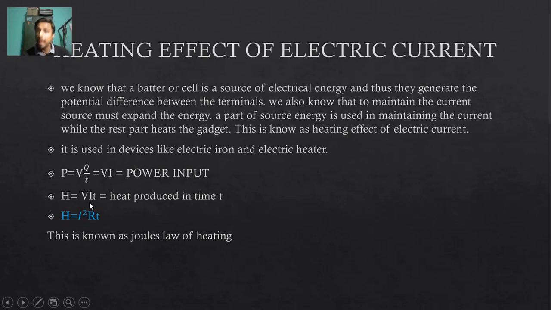We know that V is equal to IR by Ohm's law. In the previous slide we discussed that. Here H is equal to I square RT. This is known as Joule's law of heating. Have you got it? Okay.